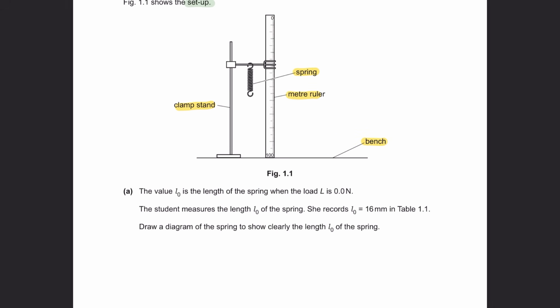Question A. The value L0 is the length of the spring when the load L is 0 newtons. The student measures the length L0 of the spring. She records L0 equals 16 millimeters in table 1.1. Draw a diagram of the spring to show clearly the length L0 of the spring.